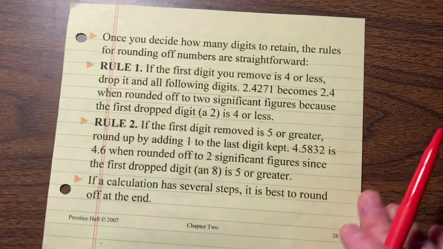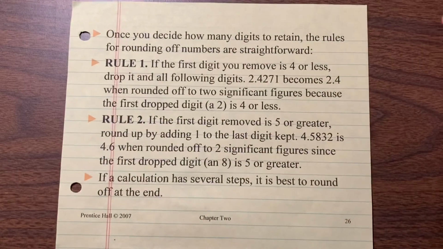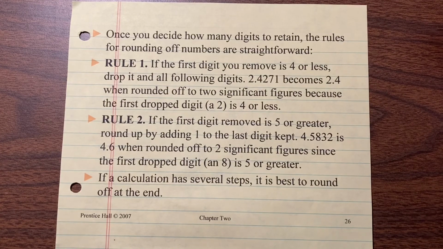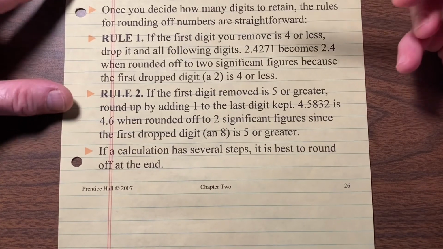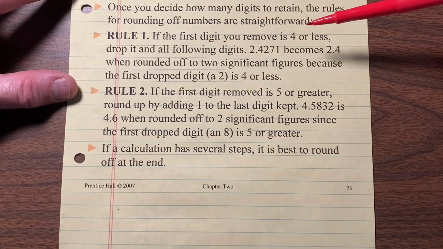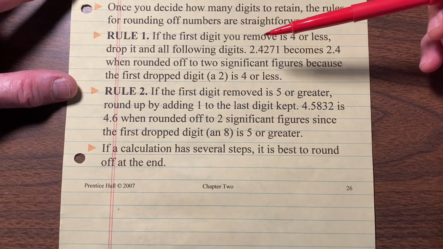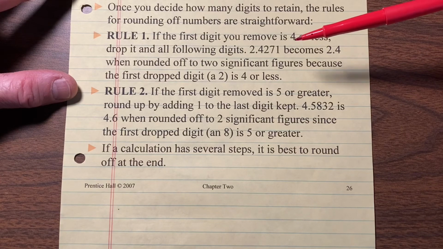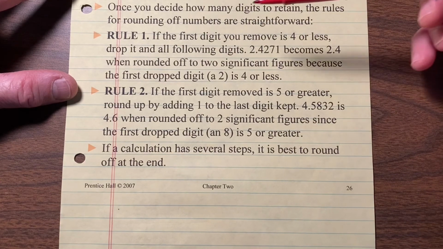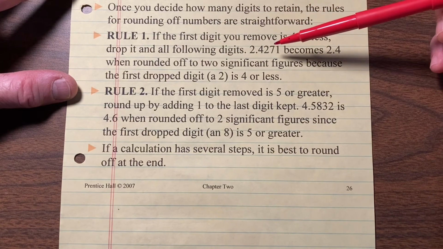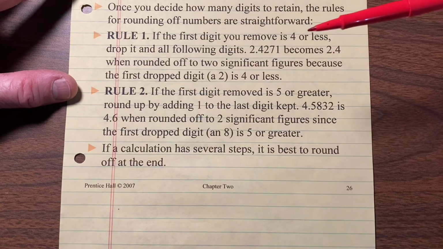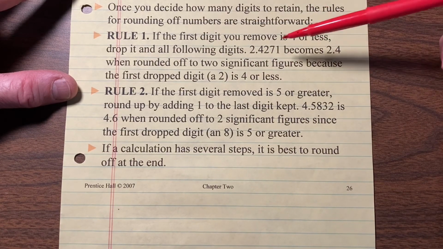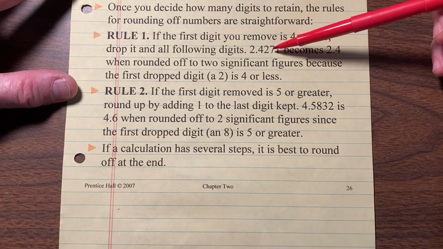So to summarize the rounding off rules in this class, here's how we're going to do it. Once you decide how many digits to retain, the rules are this. Rule number 1, if the first digit you remove is 4 or less, drop it, and all the following digits don't change. So 2.4271 becomes 2.4 if you round to 2 sig figs. If you rounded to 3 sig figs, it would be 2.43.